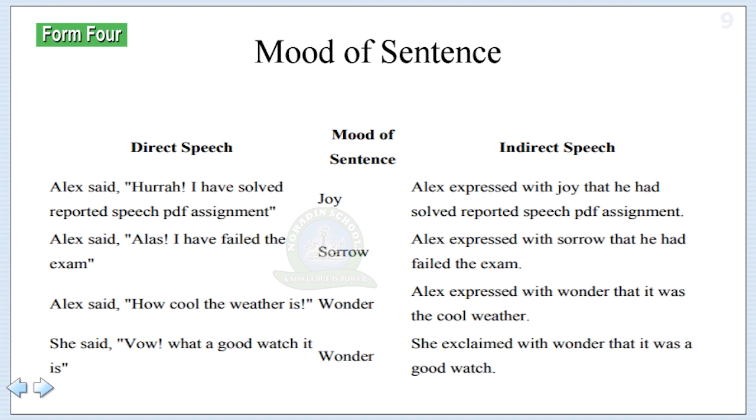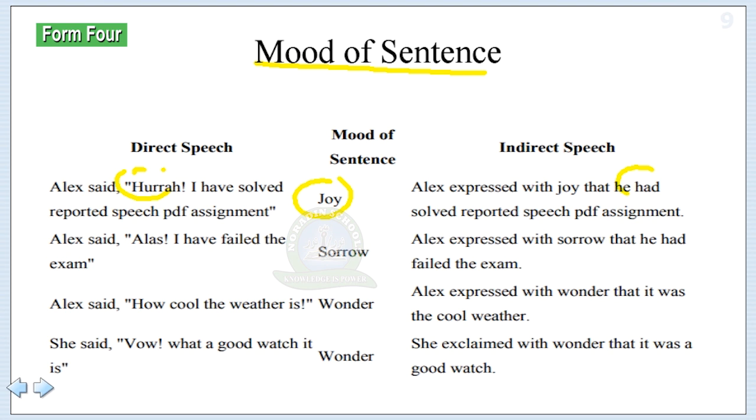What about the mood of sentences? Mood. Direct speech shows your situation, if your situation is joy or sorrow, etc. Like I said, hurrah, I have solved it. Okay, reported speech assignment. So this is joy. Alex expressed with joy that he had solved the reported speech assignment. So this is an exclamation. What is the tense? We're going to change the tense first because this is present perfect tense. We're going to change to past perfect tense.